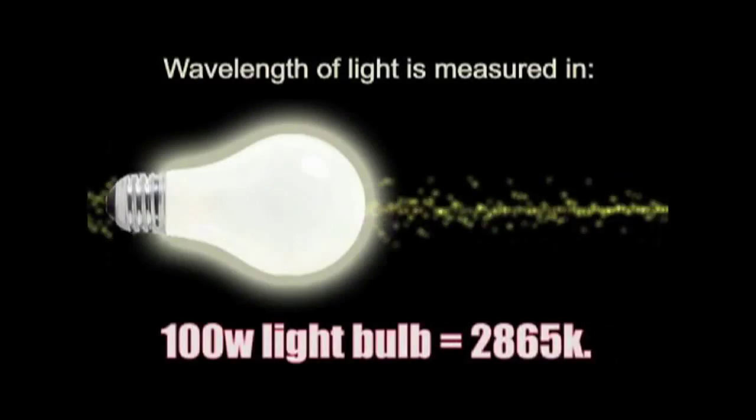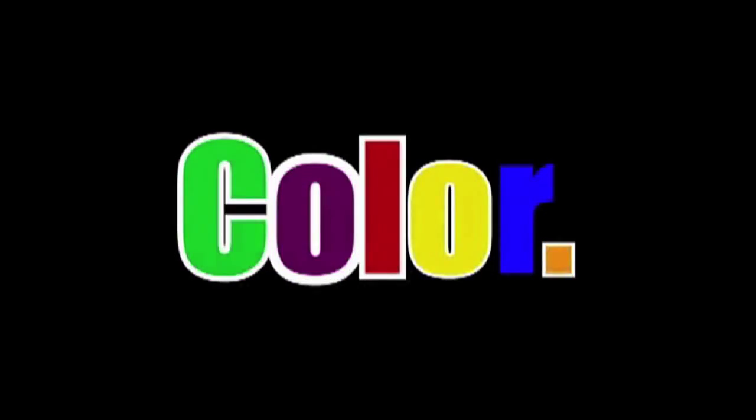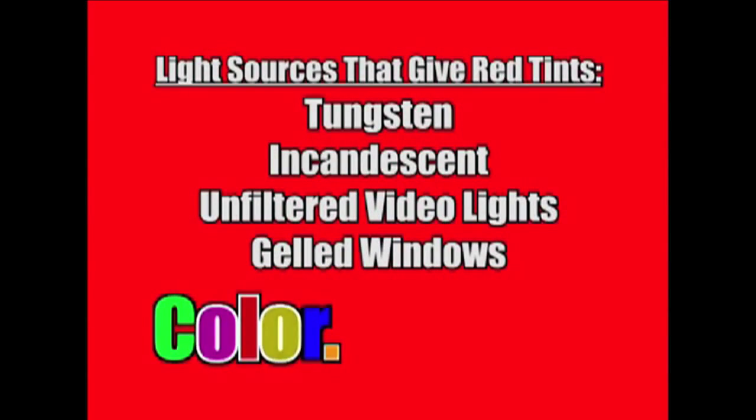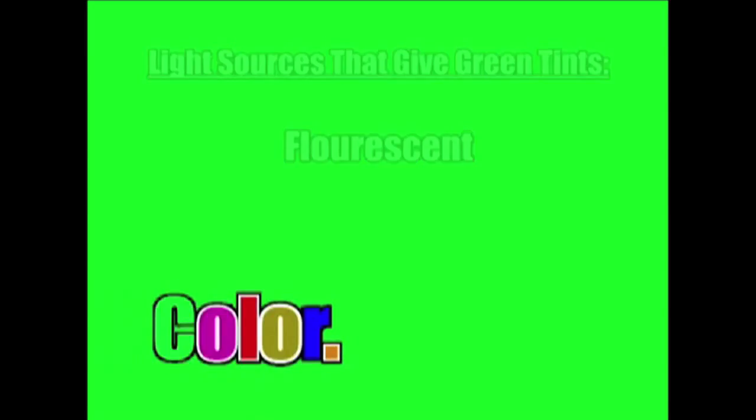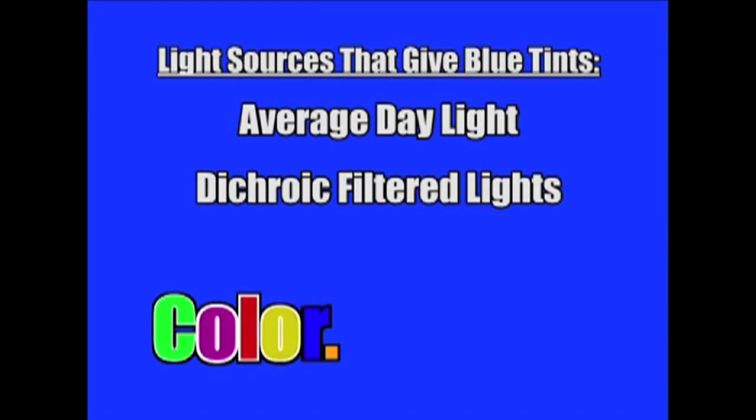So now that you know about primary colors, let's go over which lights fall into that color category. Tungsten, incandescents, unfiltered video lights, and gelled windows will give off your red tints. Fluorescents will give off a green tint. You want to turn these off because they don't match incandescent lights or daylight. Now, if you want to use fluorescent lights, you may get a strange looking flesh tone, so it's best to just turn them off. Dichroic filter lights in average daylight will give off your blue tints.